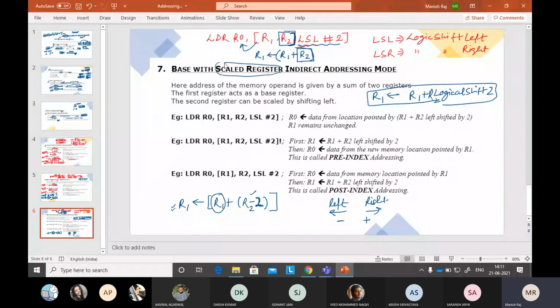Scaled register means you are shifting to the right or left, and you are adding that part into the register. After that you are calculating the address, and you will be loading this address to the particular register. This is the thing. So I think this part is clear. What is the meaning of this LSL? LSL has 2 or 3, 4, 5, whatever. So this part is clear to you? What is the meaning of that?